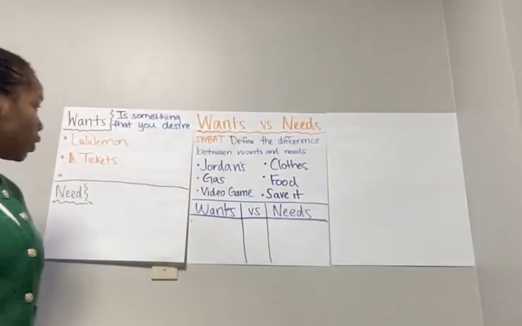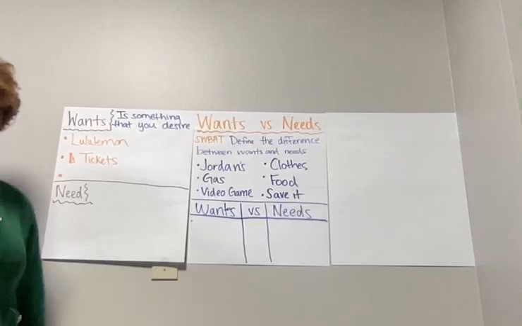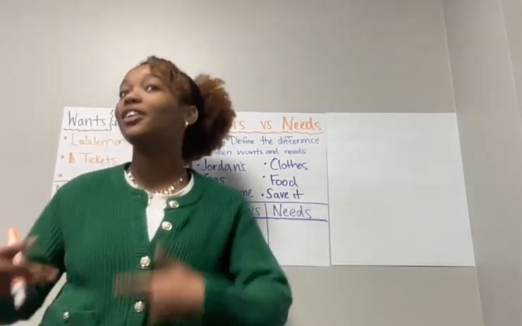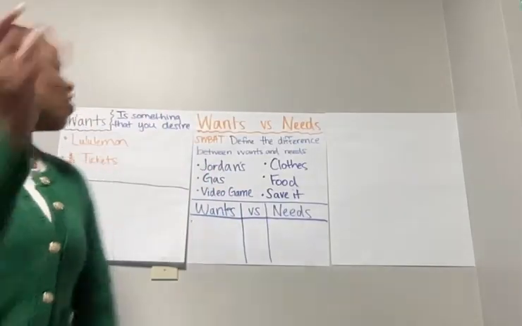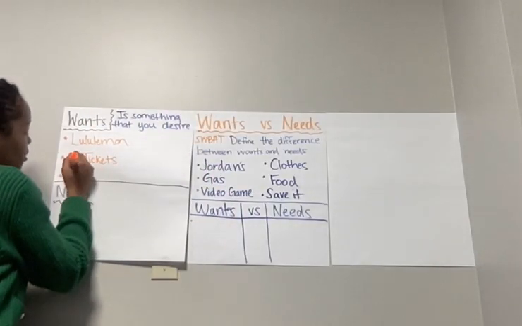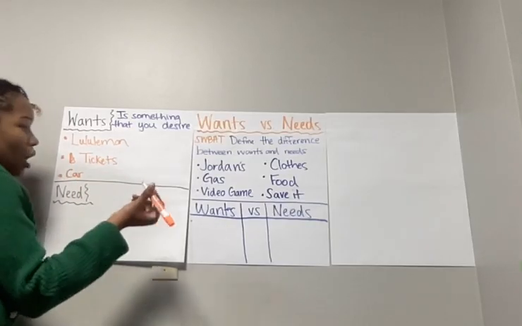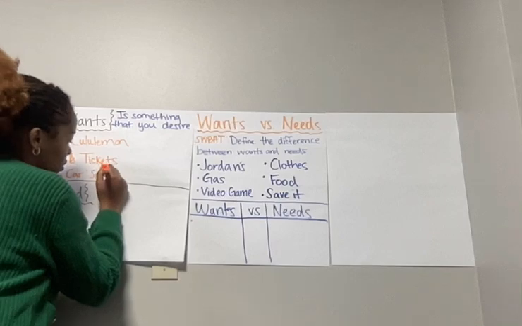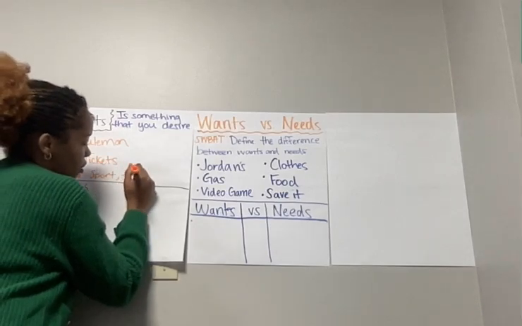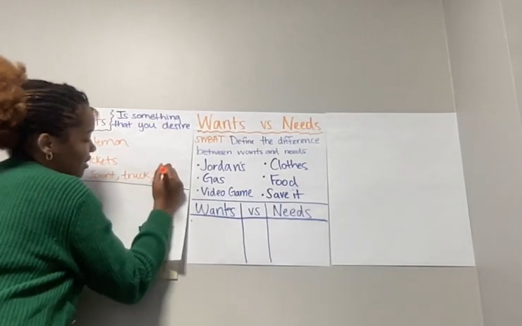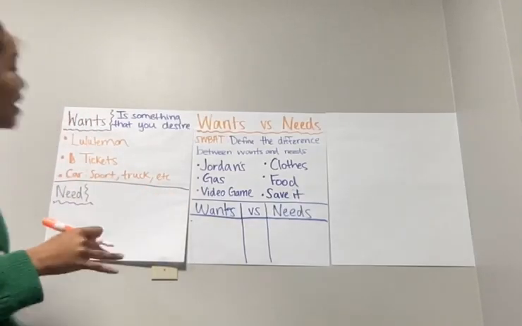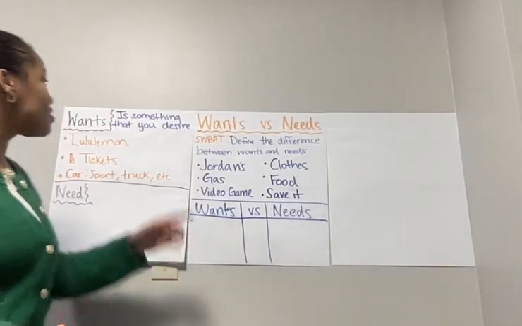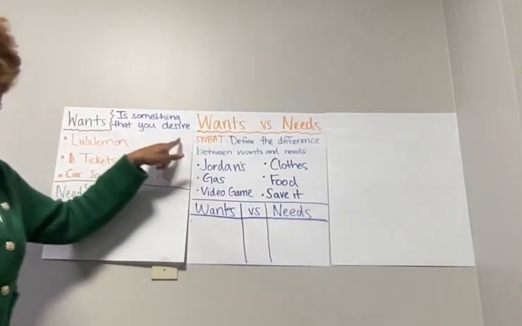Okay, yeah, we would want to have our own things. So what's something like that? We're getting closer. A car. Thank you. And this could be like a fancy sport car. It could be a truck. And etc. These are so many things that can help us define a want. Just to clarify, this is something that you desire.